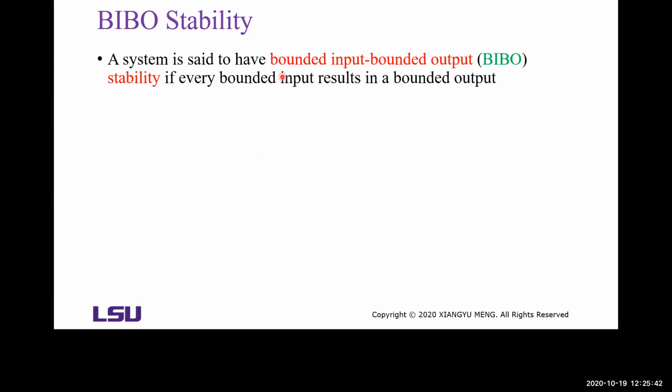So in this case, a system is said to have bounded input for bounded output. It is called BIBO stable, BIBO stability, if every bounded input results in a bounded output.